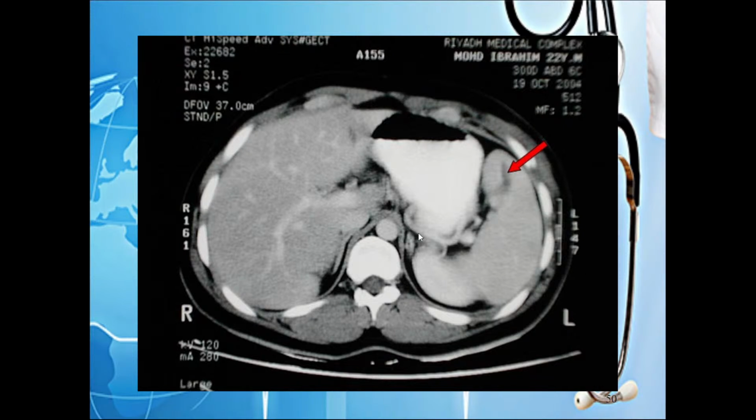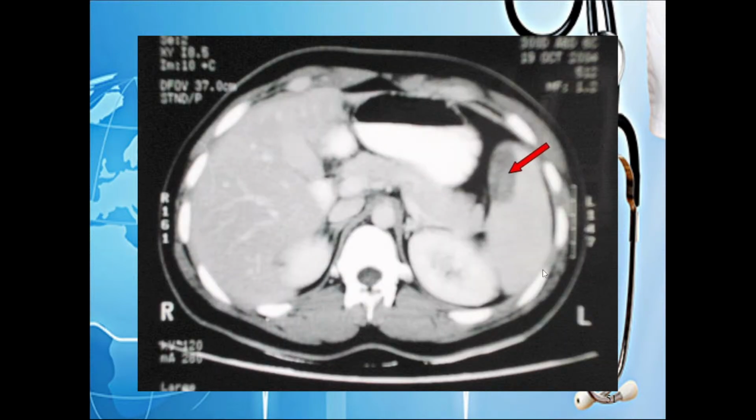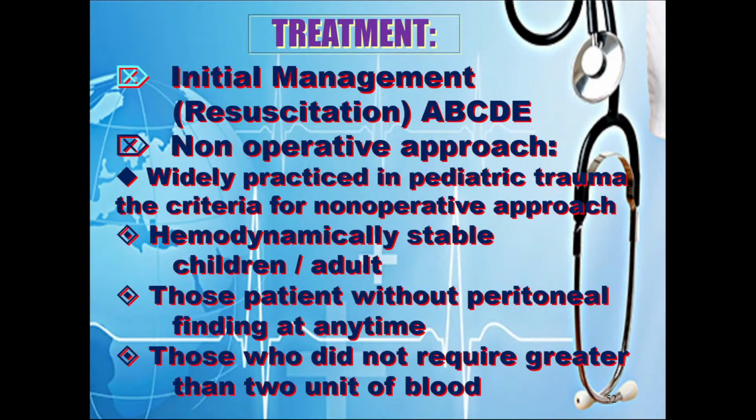Here you can appreciate the artery, the splenic artery. The same situation, yes. So, the treatment.